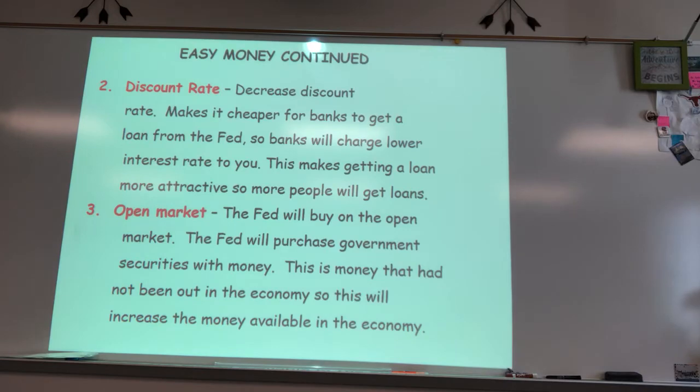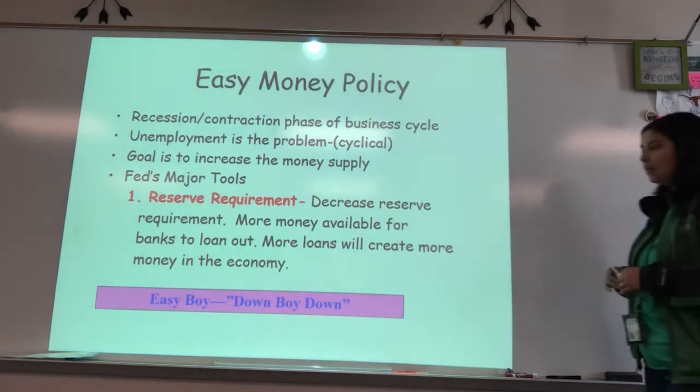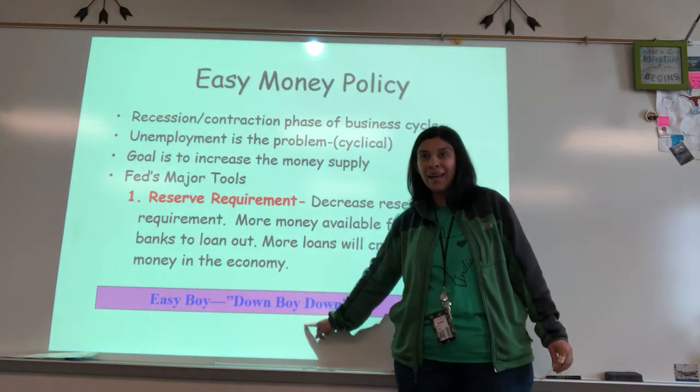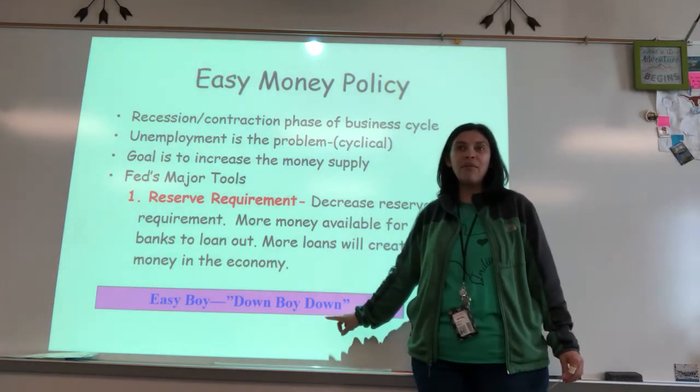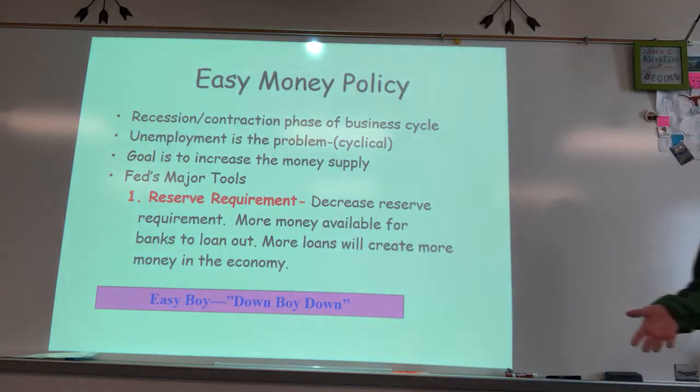And the way I remember what they want to do in this is: down, boy, down. Decrease the reserve requirement, buy, and decrease that discount rate. Okay? Do y'all get how they just increased the money supply?